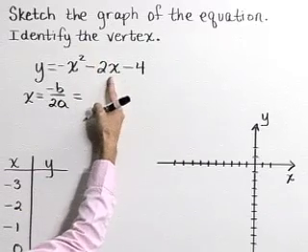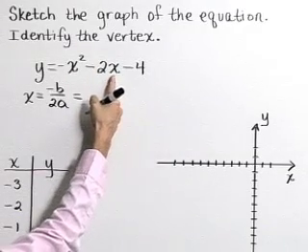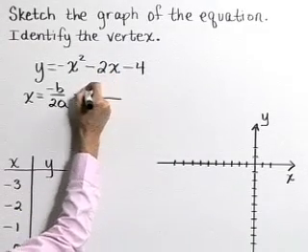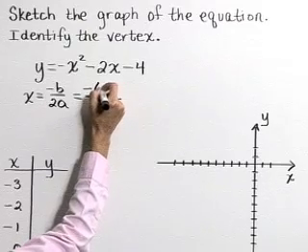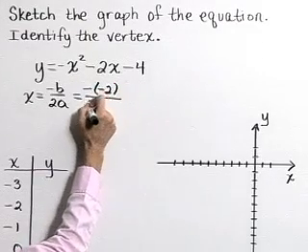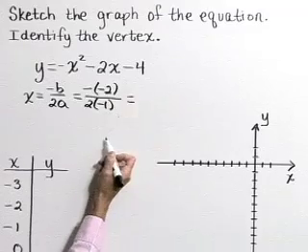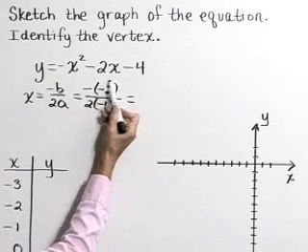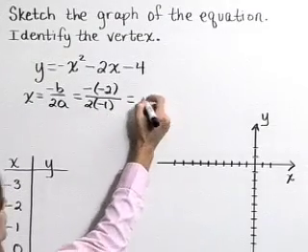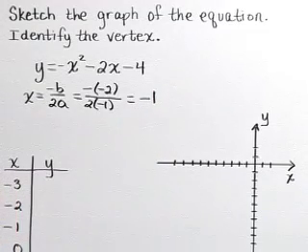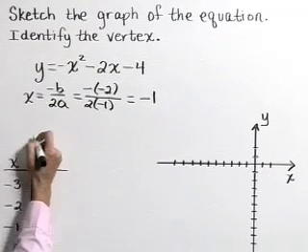B is our coefficient of x, it is negative 2. So we have here the opposite of b, or the opposite of negative 2, over 2 times a, and a is negative 1. That gives us a positive 2 divided by a negative 2, or a negative 1 for the x value of the vertex.